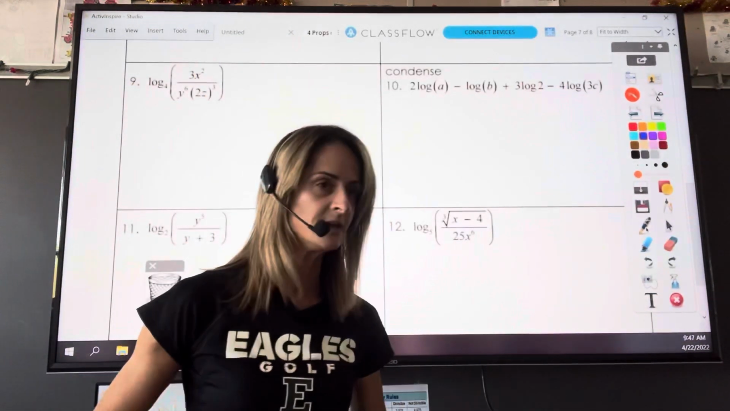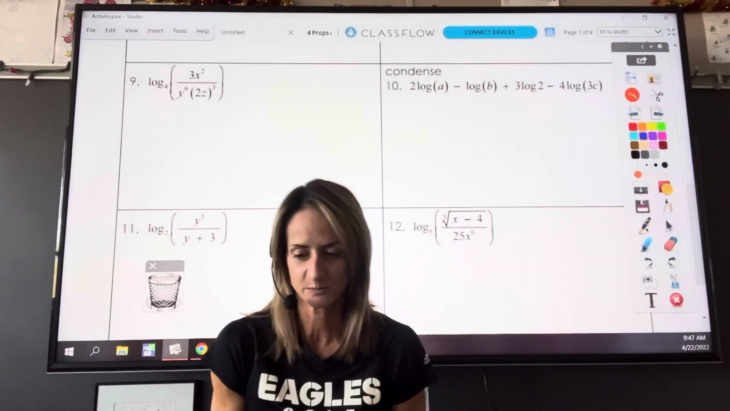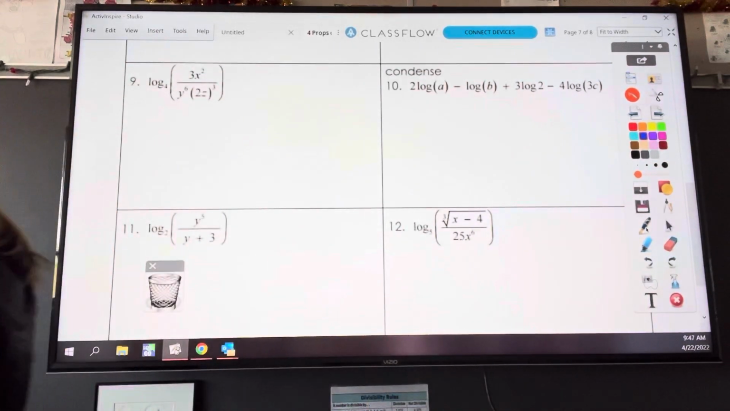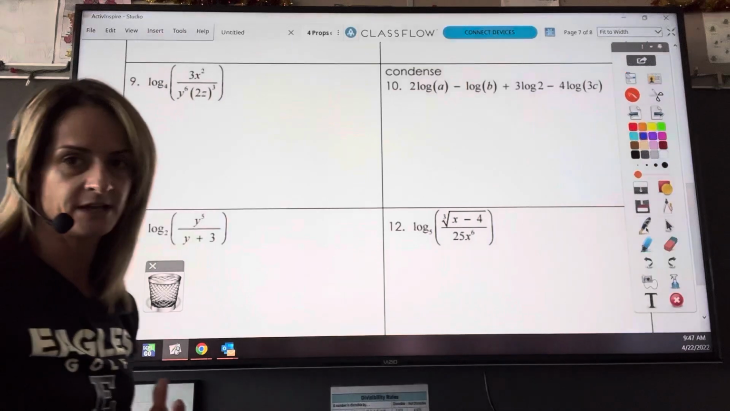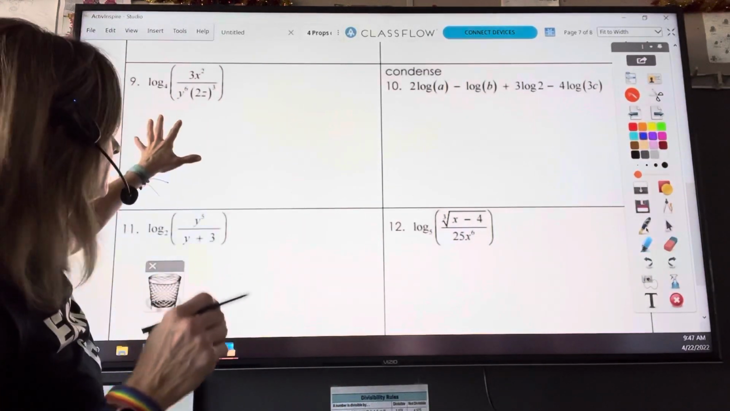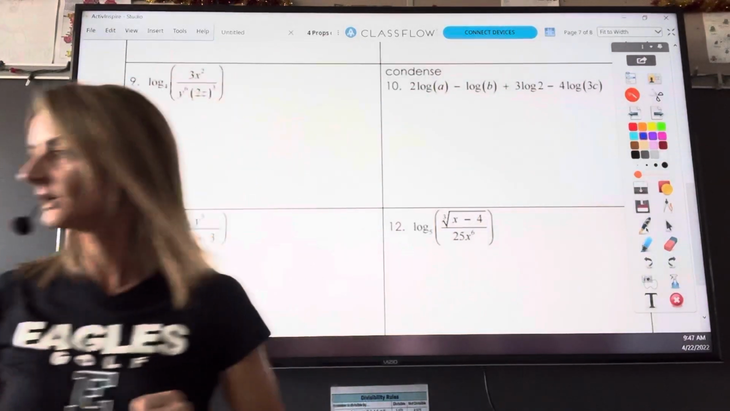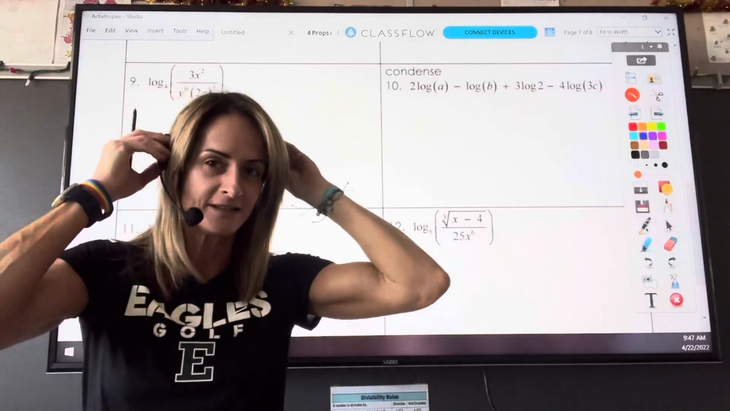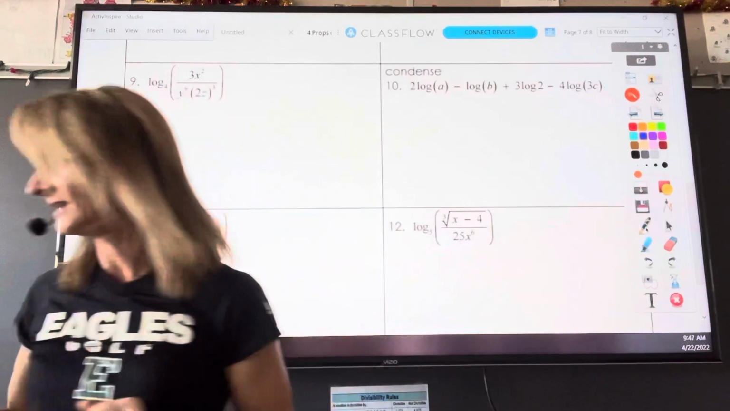Today we are going to be using log properties to condense and expand expressions. We have already done one problem where we expanded it. We did number 8 and I will attach this worksheet. We are going to move to number 9. It's a little bit trickier and we're going to expand number 9 and then we're going to condense number 10. And then if we're lucky, we're going to get a partial scene from Anastasia at the end. We'll see.